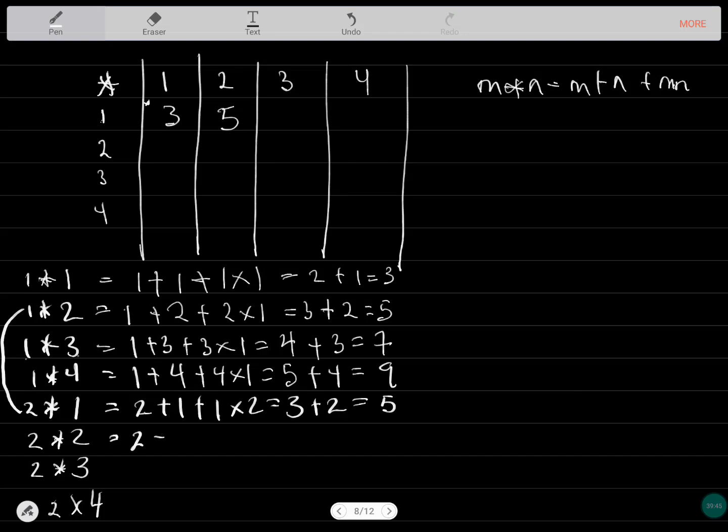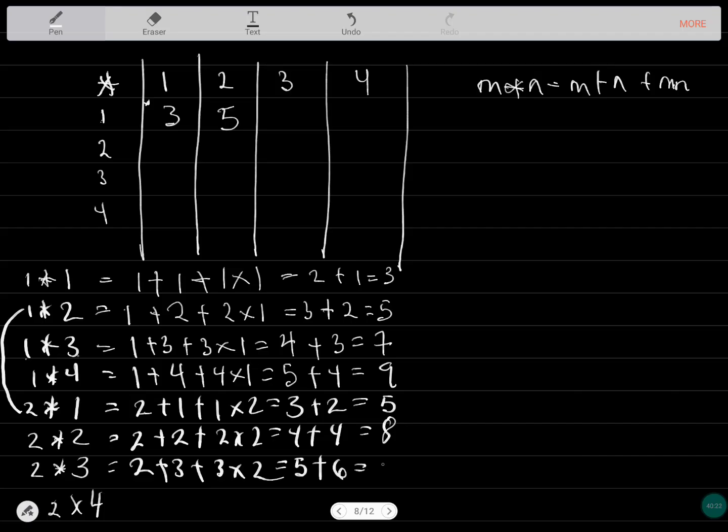Now we have 2 plus 2 plus 2 times 2. 2 plus 2 is 4. 2 times 2 is also 4. Then the answer would be 8. On this side, I bet it would be the same as 3 star 2, but let's solve for this first. So this will give us 2 plus 3 plus 3 times 2. And that would be 2 plus 3 is 5. 3 times 2 would be 6. And the answer would be 11.